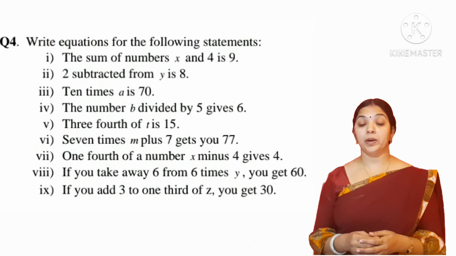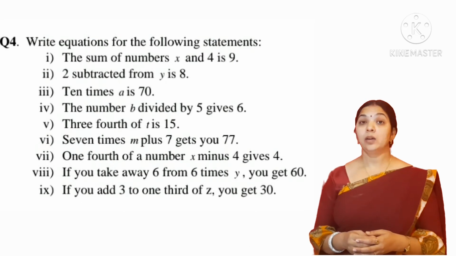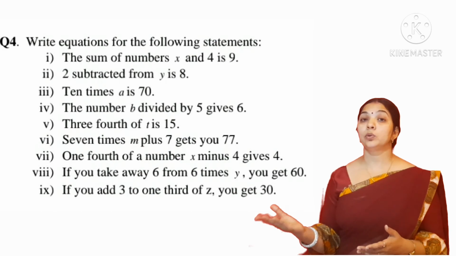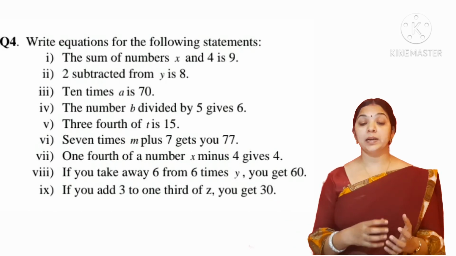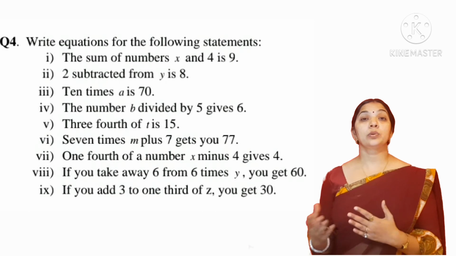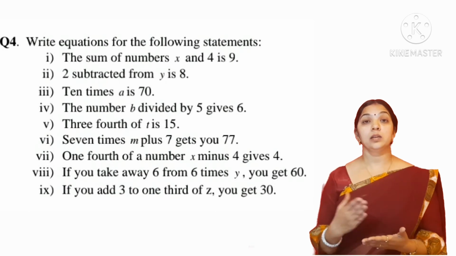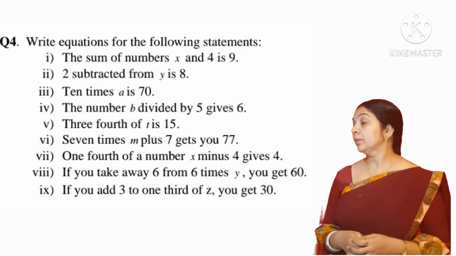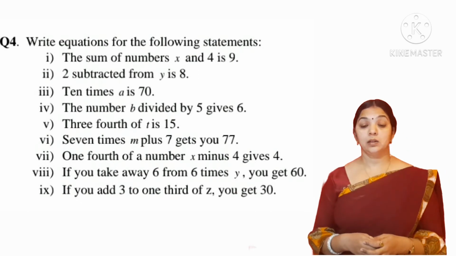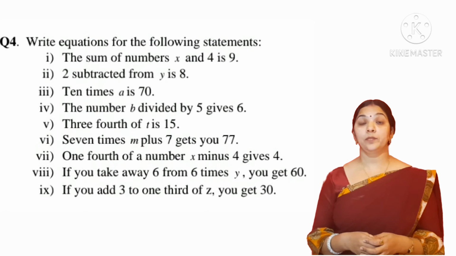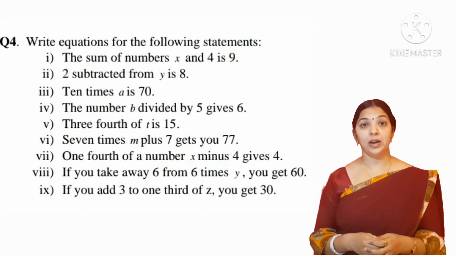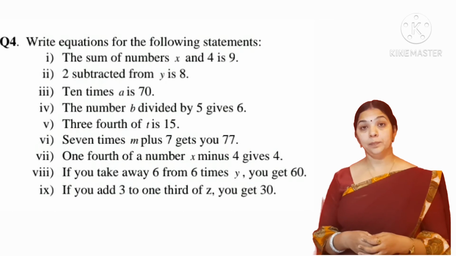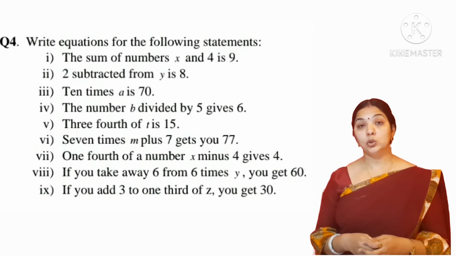Second, 2 subtracted from y is 8. When 2 is subtracted from y, that means y minus 2 is equal to 8. The third one is 10 times a is equal to 70. So 10a is equal to 70. The fourth is the number b divided by 5 gives 6. The b upon 5 is equal to 6. The sixth one is 7 times m plus 7 gets you 77.